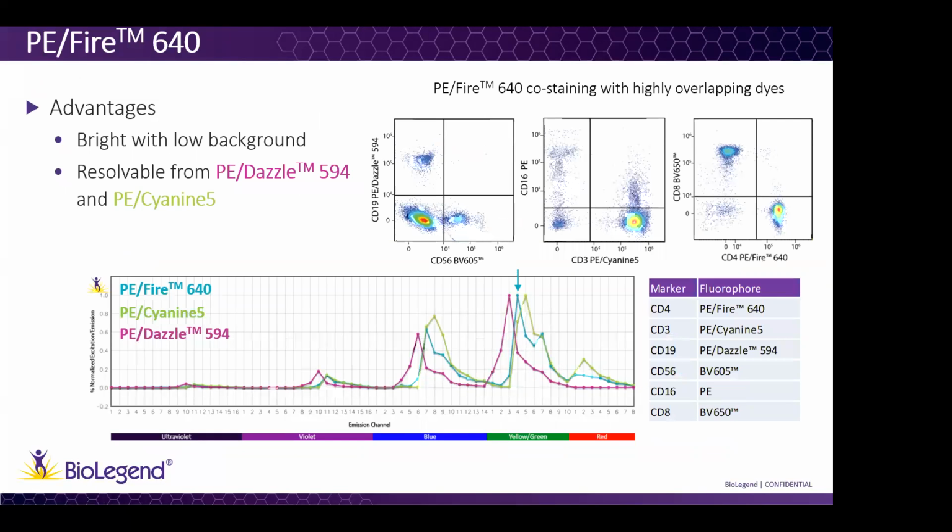So here we have, for instance, PE Fire 640, which is really bright and has low background, and it's resolvable from other PE tandems like PE Dazzle 594 or PE Cy5. So here you can see how it looks in a spectral instrument, and here how it performs when you stain with highly overlapping dyes. So you can resolve the populations really nicely.